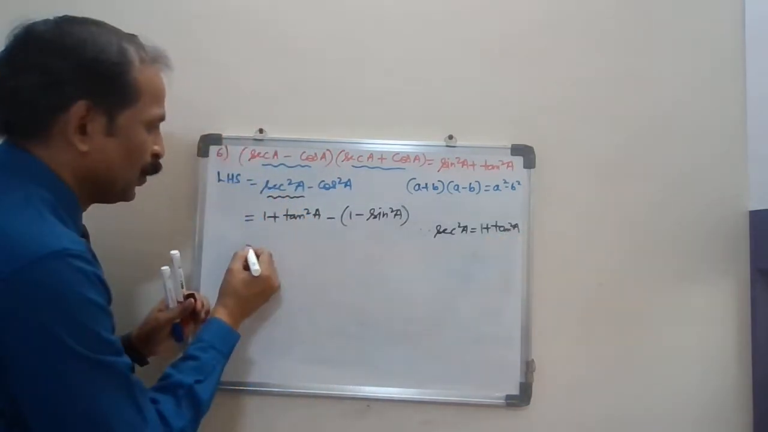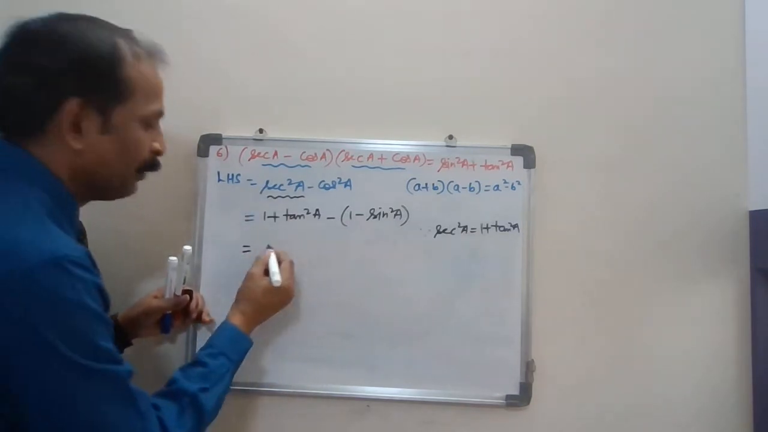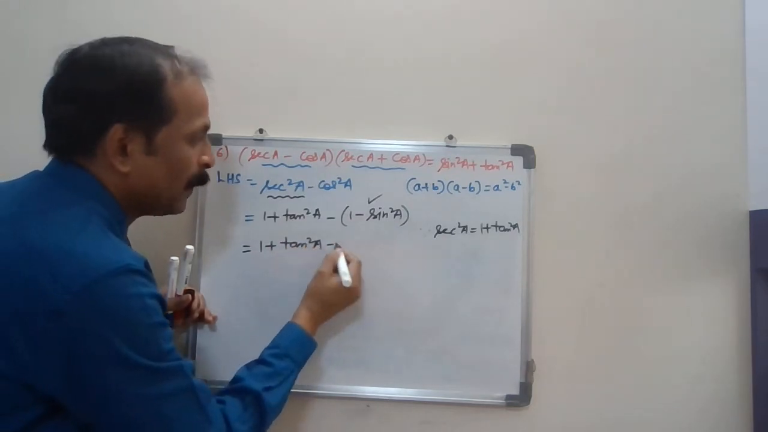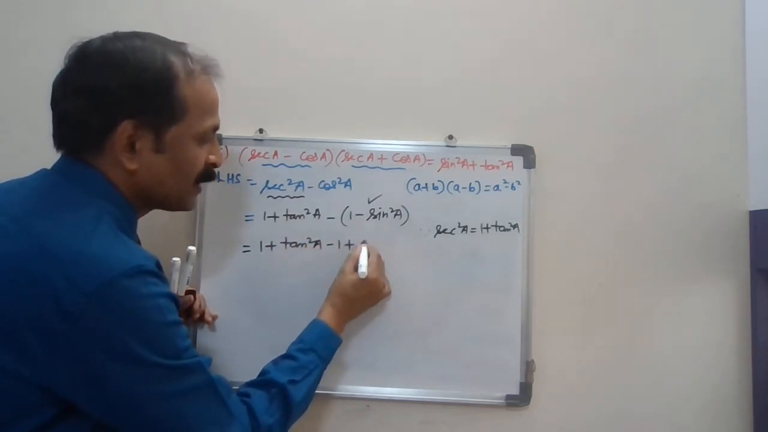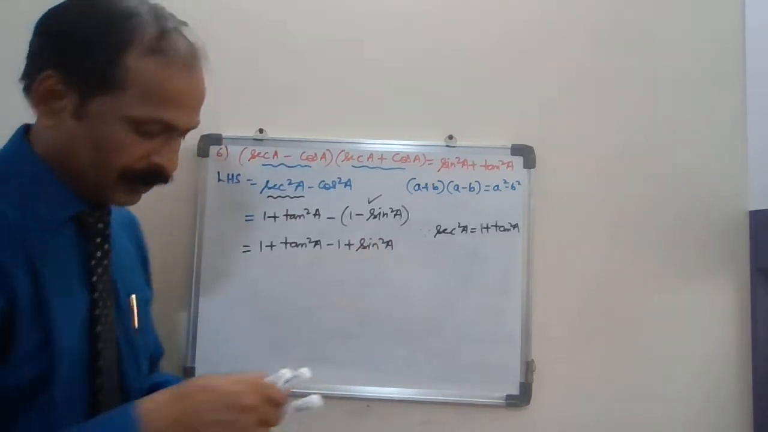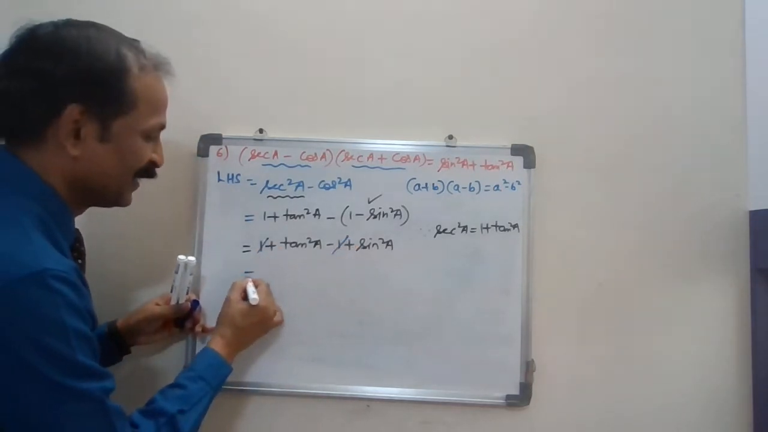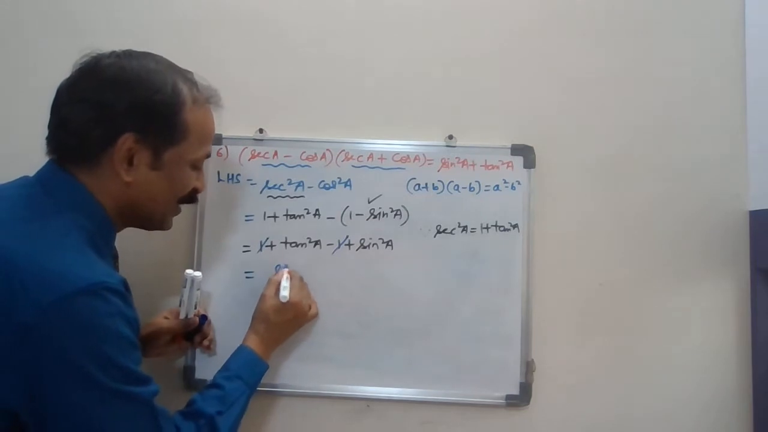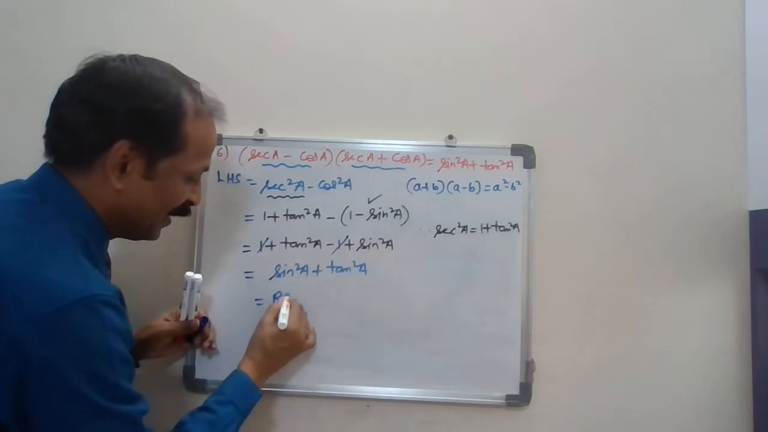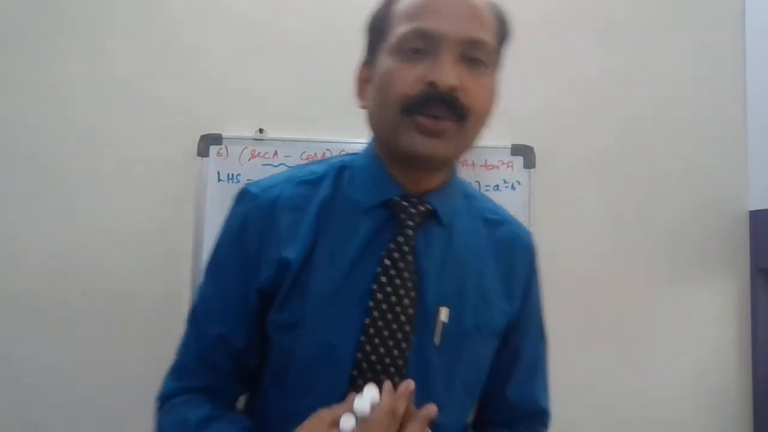Now what can you do? You can simply open the bracket. When you open the bracket, I am just writing it because this is a bracket. So 1 plus tan square A minus 1 plus sin square A. Here 1 will get cancelled, and you got your answer: sin square A plus tan square A, which is your RHS. Hence proved. Clear? So you can pause the video and try by yourself.